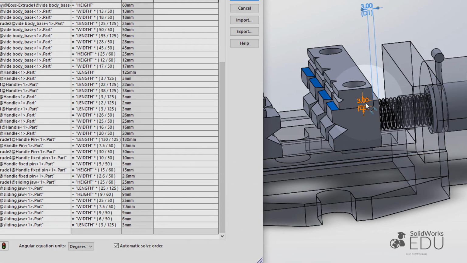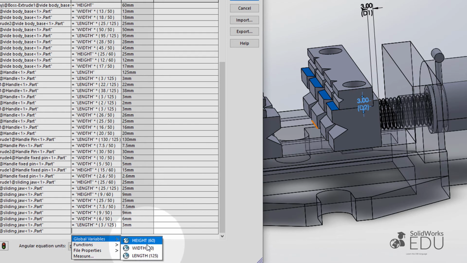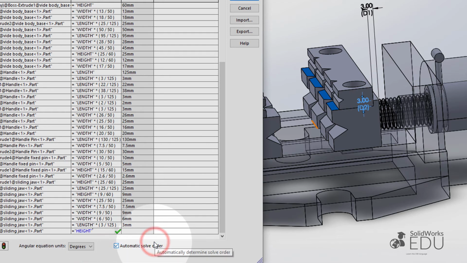Select this dimension. Global variables, select height times parentheses 3/60.